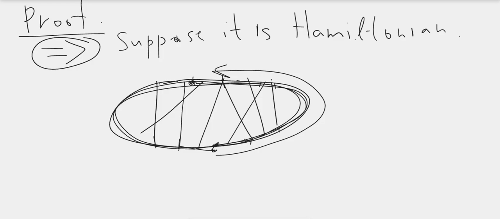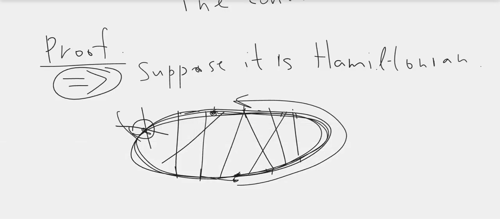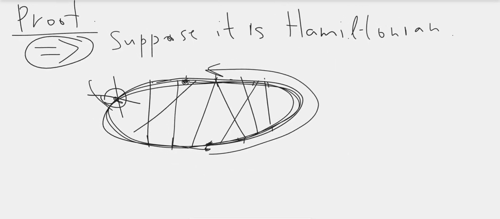So why is it biconnected? Well, if we remove any vertex, let's say there is a vertex here, we remove it. Then there is still a Hamiltonian path. It's not a cycle anymore, but it's still a path.